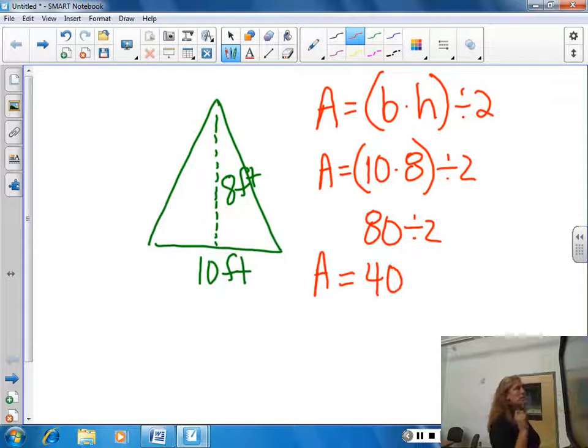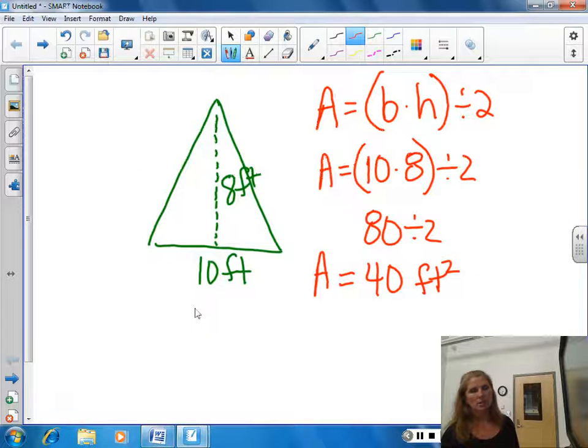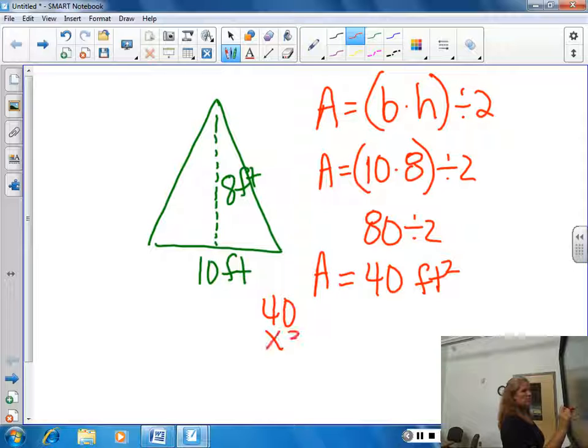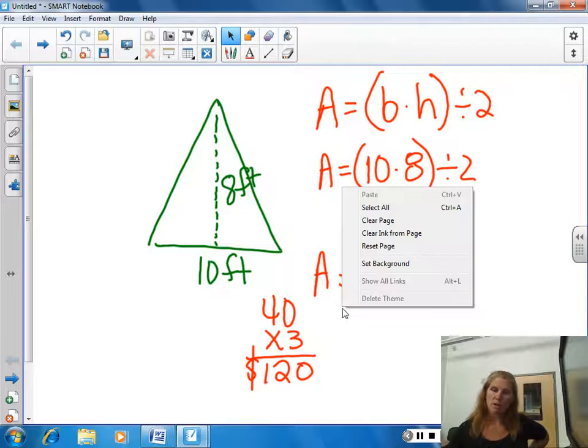And that is square feet because that is the unit for area, feet squared. But back in this problem, it told me that it cost $3 for a square foot of material. So I'm going to take that 40 and I'm going to multiply it times 3. And that tells me $120 to make that sign if it's $3 per square foot and we have 40 square feet. So it'd be $120 to build that sign.